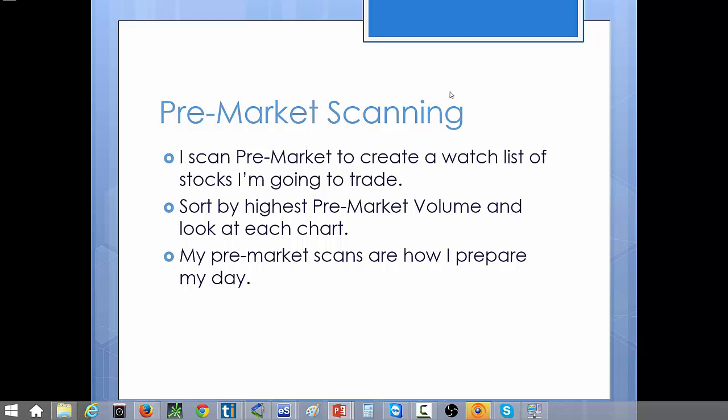Okay, so you want to get up a little early, whatever time is good for you. But at 9 a.m. I do some pre-market scanning, and I create a watch list. Okay, so the pre-market scans, I'm looking at gappers and earnings. I'm looking at stocks that are already on the move before the market is opened. Okay, that's how I prepare my day.